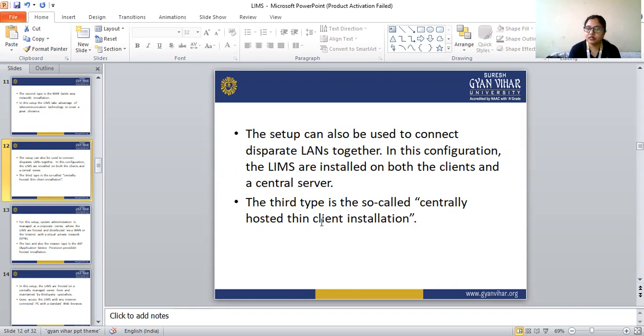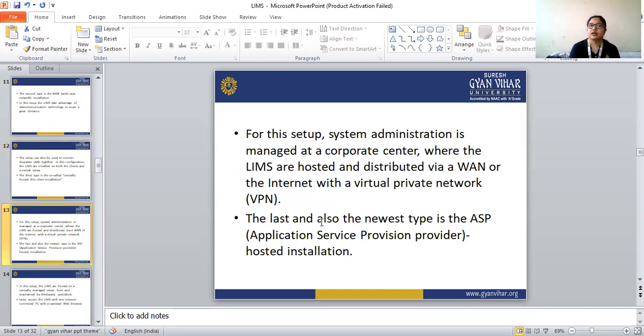The third type is called centrally hosted thin client installation. For this setup, system administration is managed at a corporate center where the LIMS are hosted and distributed via a WAN or the internet with a virtual private network.